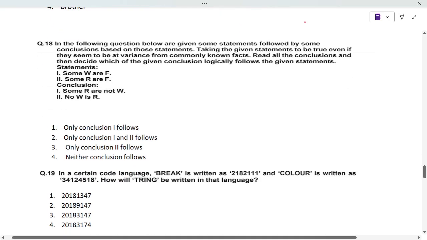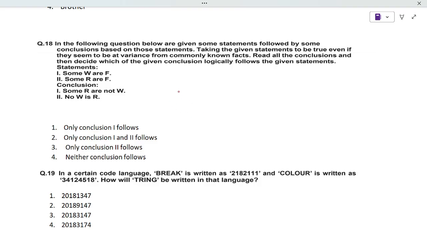We have again syllogism. Syllogism is logical reasoning. Some W are F. So some part of W belongs to F. Which part? This part. Some R are F. Some part of R belongs to F too. Some R are not W. No W is R. So some not and no. Okay. So some R are not W.